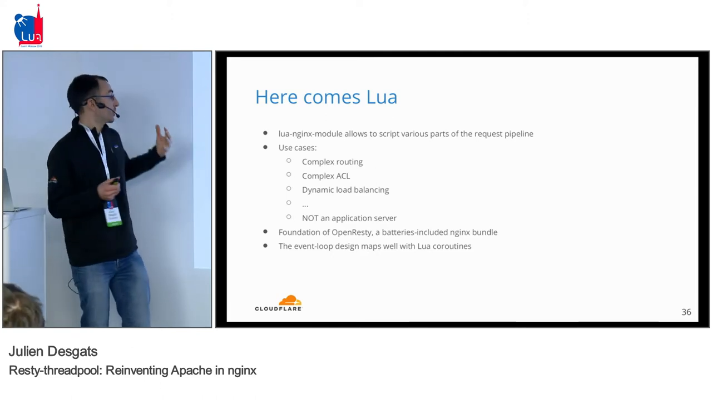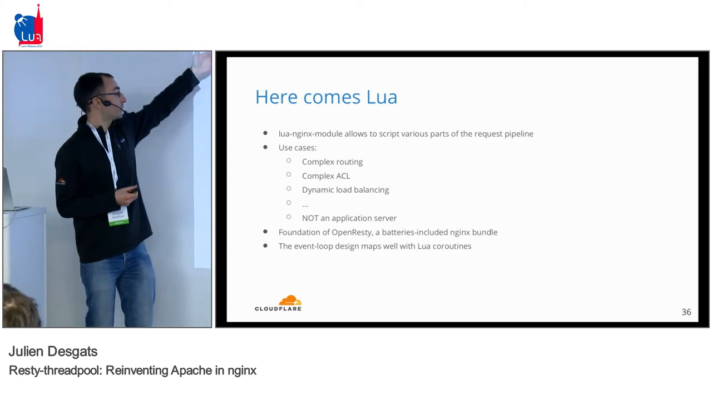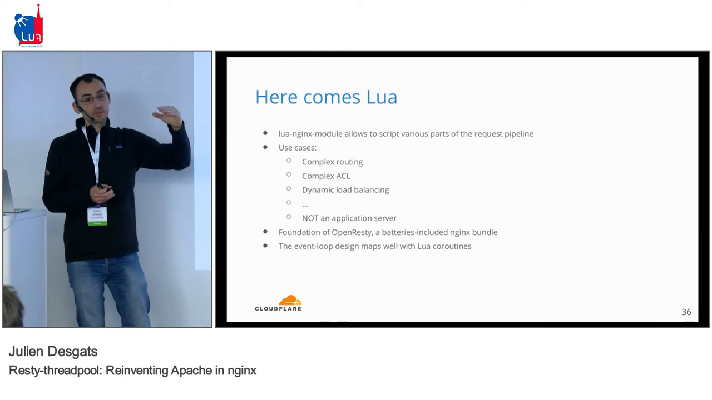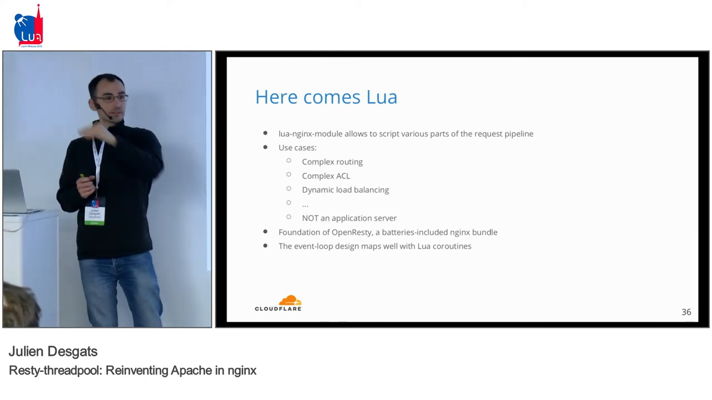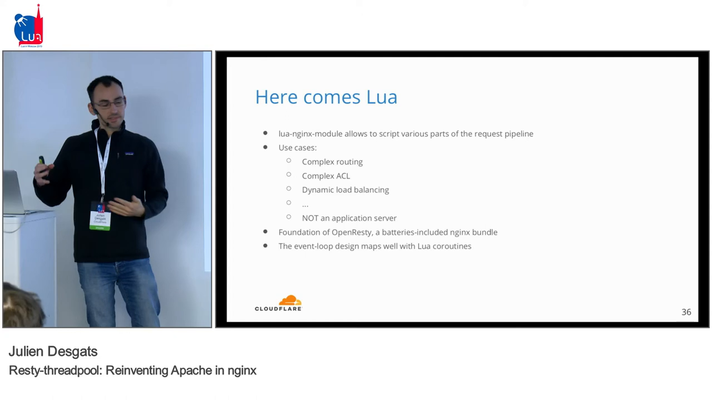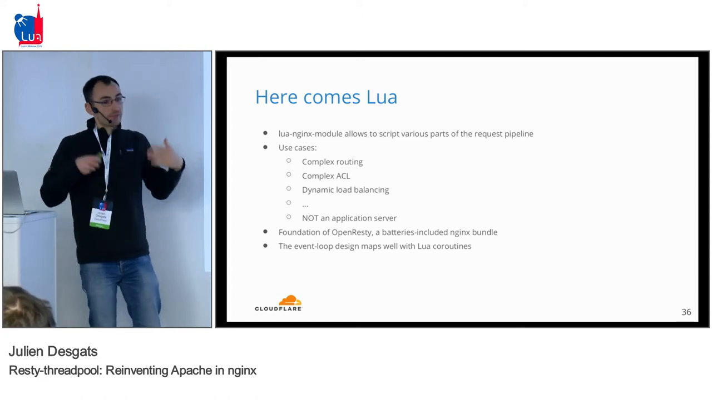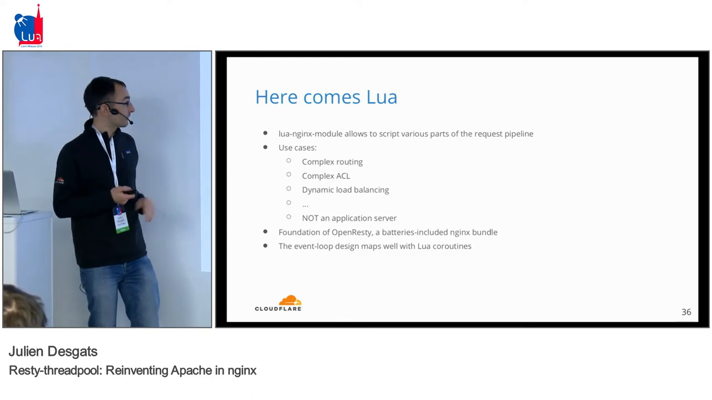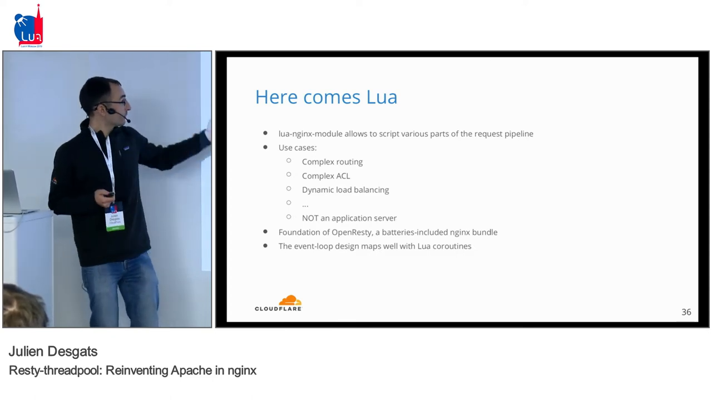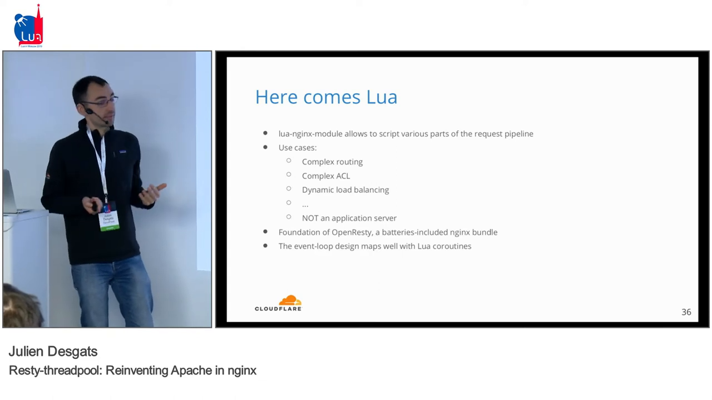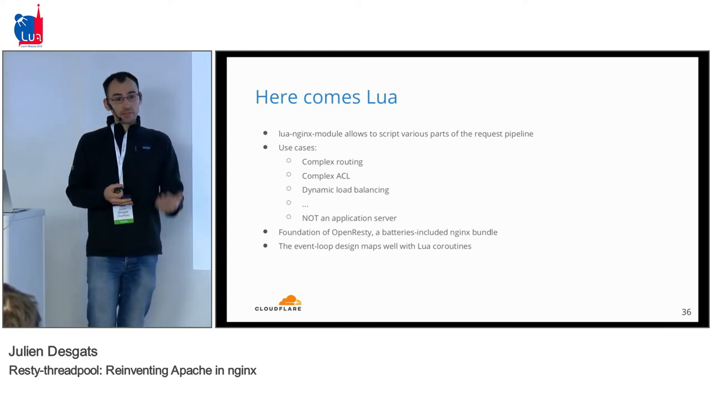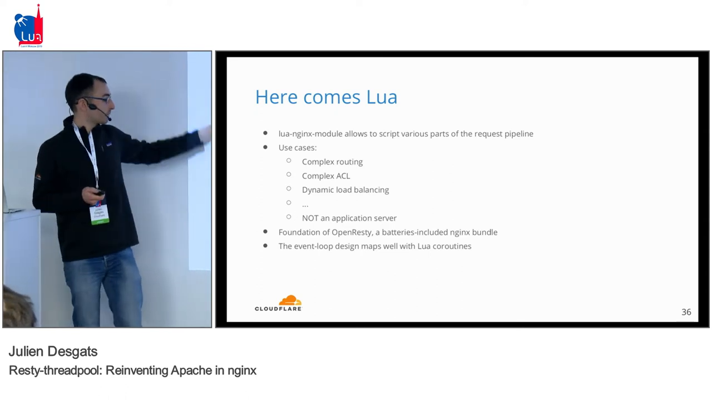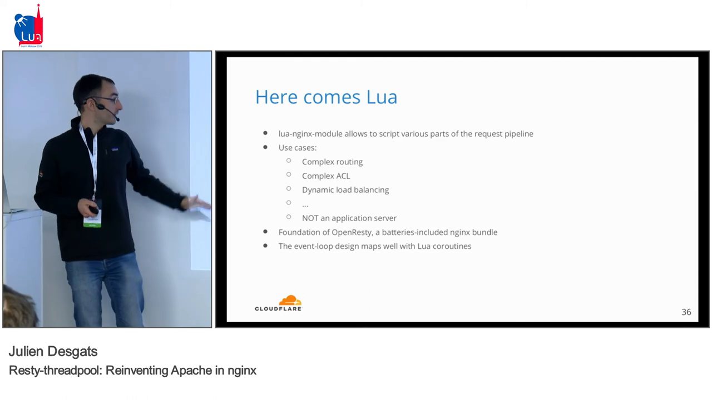to run hooks at different stages of processing. And with Lua, you can do complex routing, like you want to route one bit of your website here and one bit there, or A/B testing, that kind of thing. That's very dynamic, and you can't really express that with the normal Nginx configuration. You can also do ACL, so access control. So it's authentication or firewalling, that kind of thing, load balancing.